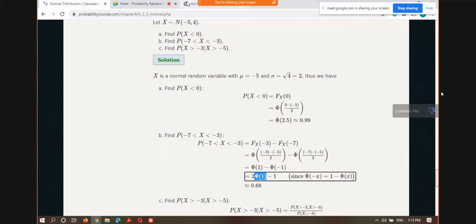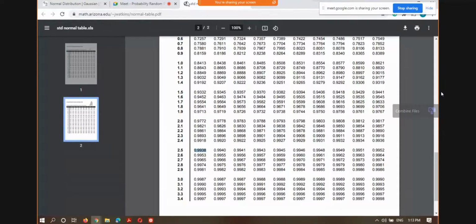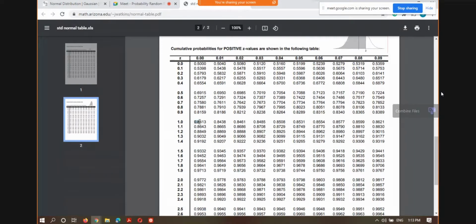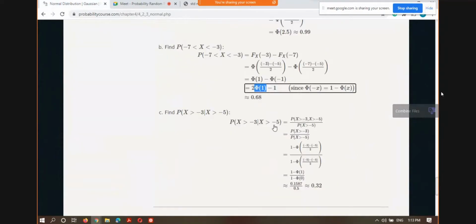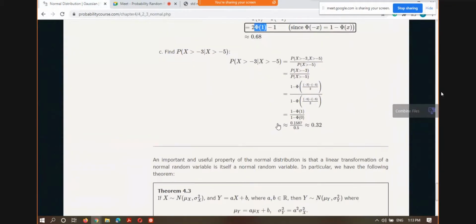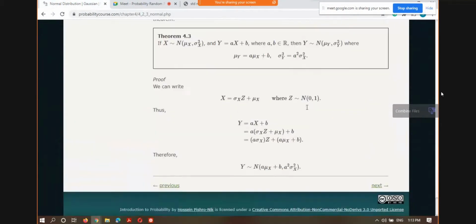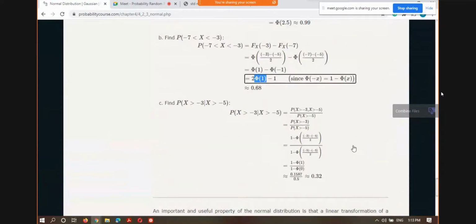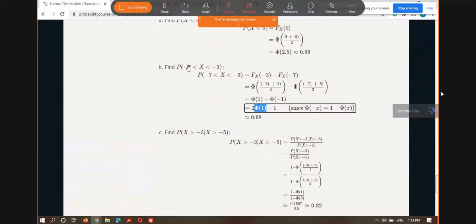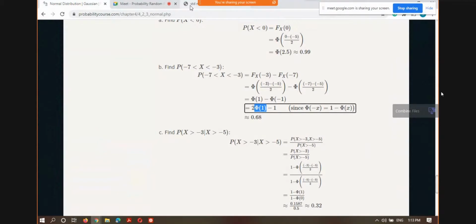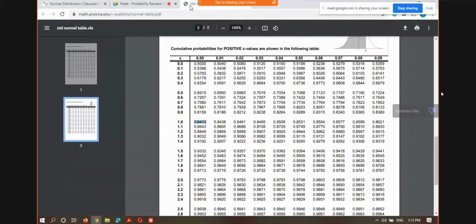So phi 1, again we go to this phi 1, 1 is this one. So 0.84143. And so like this we can write values from this standard normal distribution table, and this table is provided to you at the time of exam, so that you can see the value of phi from this.